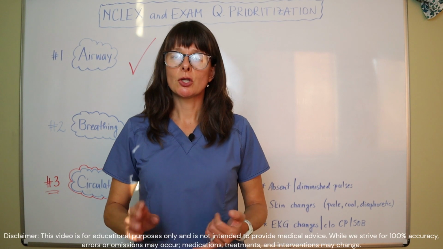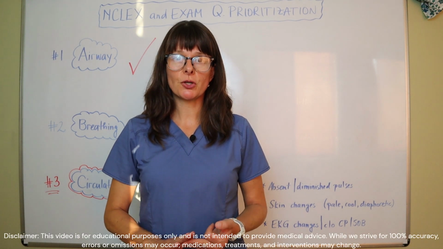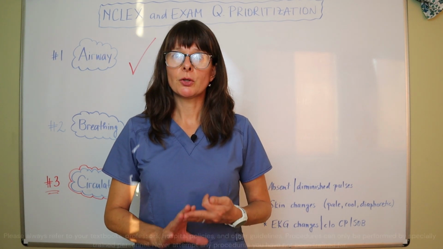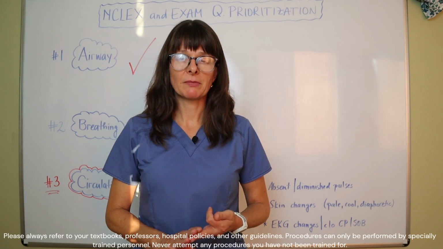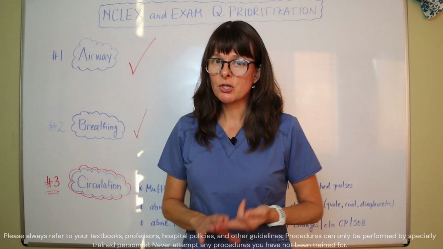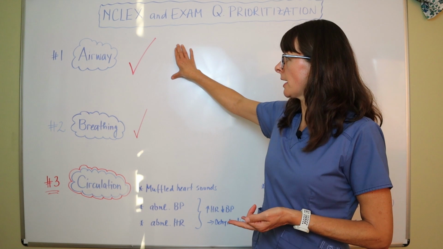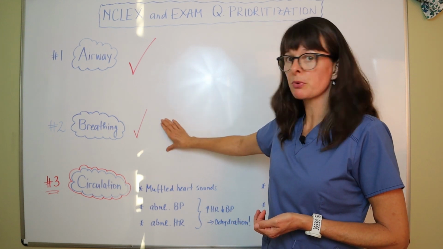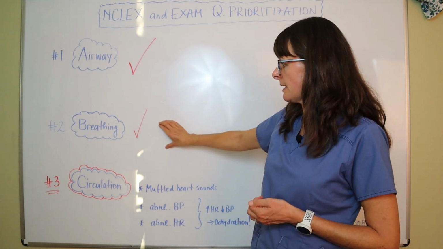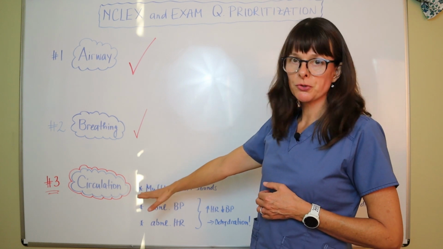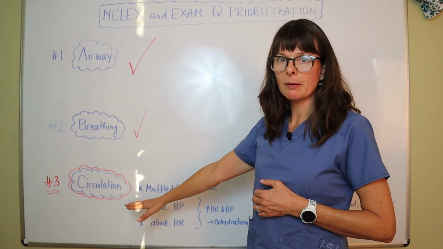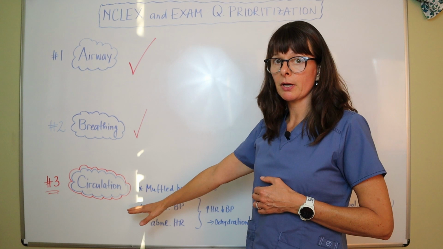ABC method. So airway, breathing, and circulation should always be your three number one priorities. If you determine on a question that there is no problem with the airway or the patient's breathing, so we have checked that off the list, then we move on to circulation. That's always our number three, our third priority.